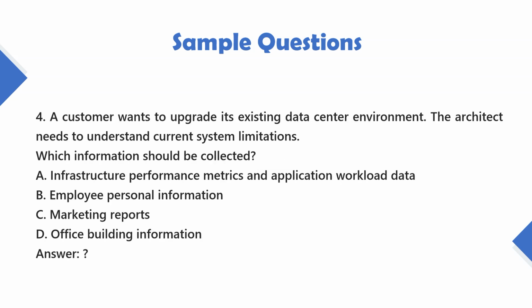4. A customer wants to upgrade its existing data center environment. The architect needs to understand current system limitations. Which information should be collected? A. Infrastructure performance metrics and application workload data. B. Employee personal information. C. Marketing reports. D. Office building information.